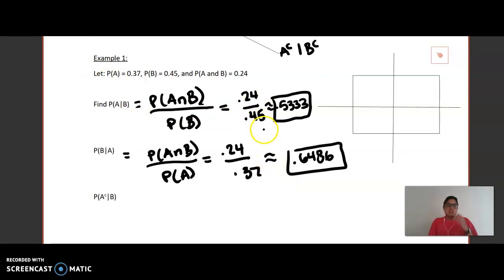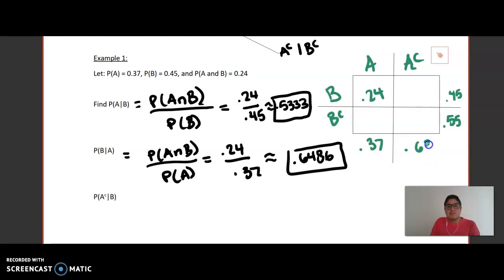So I have these two conditional probabilities. Now, again, it looks really wonky, so I'm going to show you where these came from. So again, I have A, and I have A not. I have B, and I have B not. A and B is 0.24, and the total event B is going to be 0.45, so its complement is 0.55. And for A, we have 0.37, and its complement of 0.63.